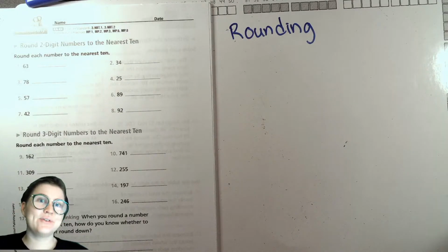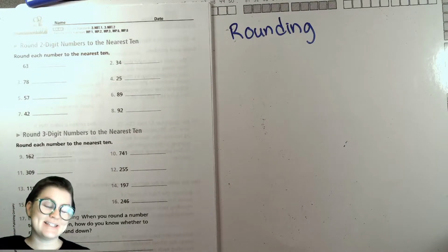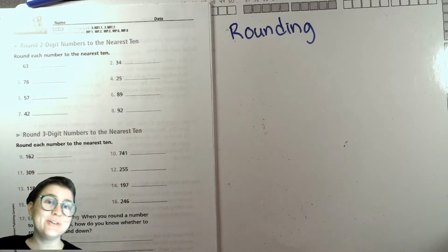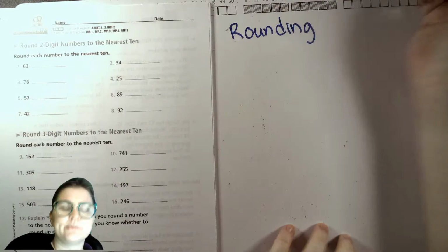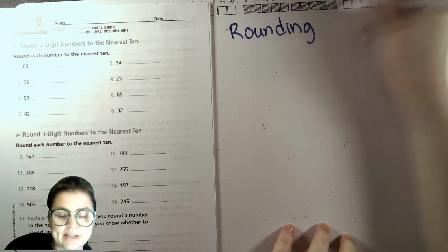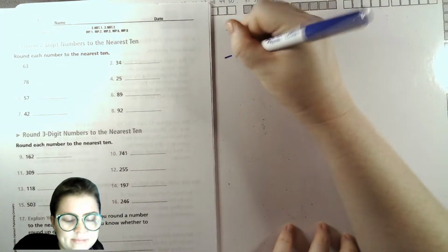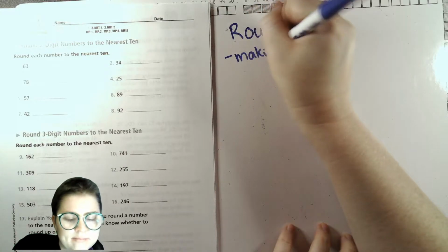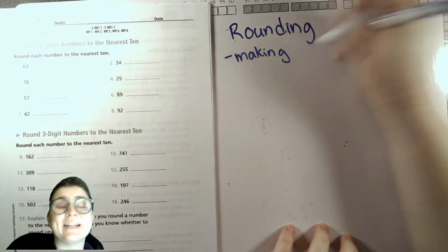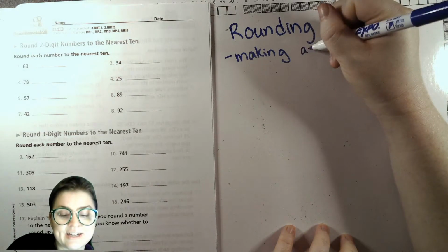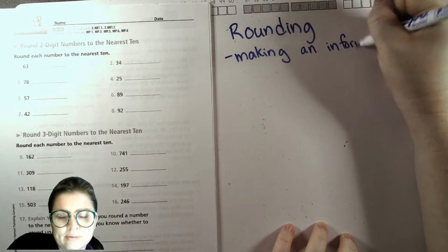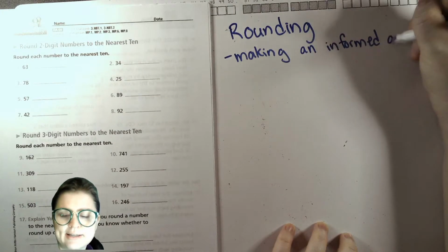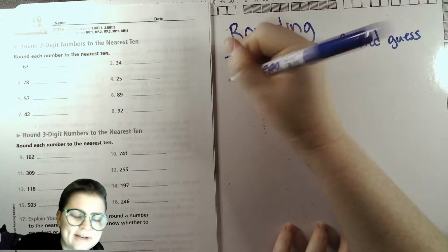This is third grade, Unit 4, Lesson 6. So we're going to continue with rounding today. All right, so earlier we talked about what is rounding. Rounding is making a smart guess, right? Some people might say an educated guess or an informed guess. A kind of estimating.